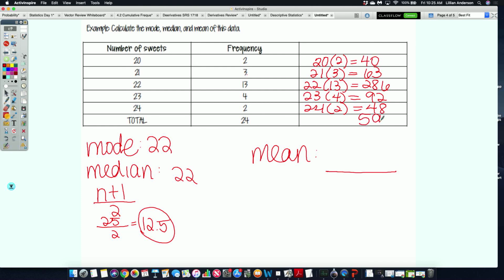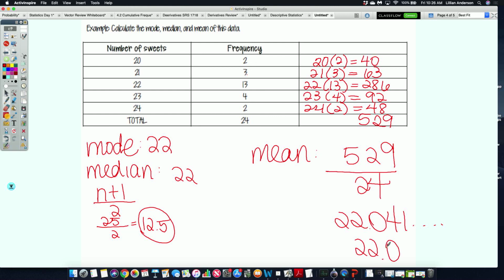What do you get? Confirmation? Yes. 529. That represents the sum of your frequencies times your data values. That becomes your numerator. You divide that by your total frequency, which was what? 24. And then from there, you'll be able to find your mean, which is 22.041. So then it would be what to three significant figures? 22.0. Just 0.